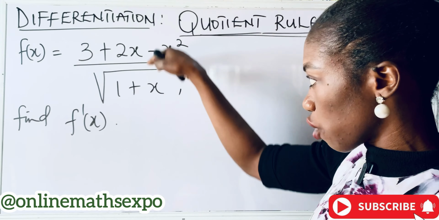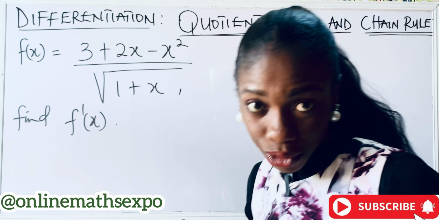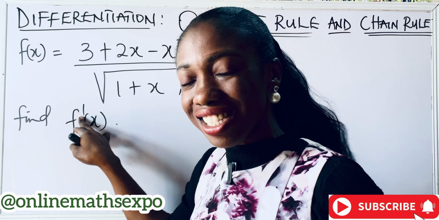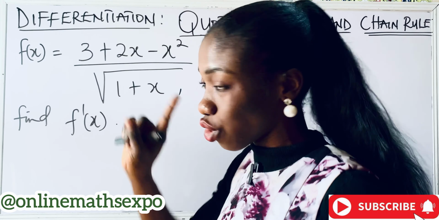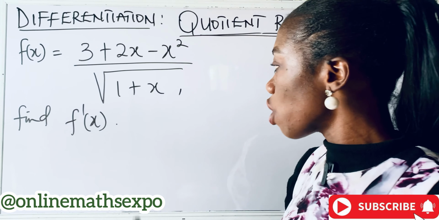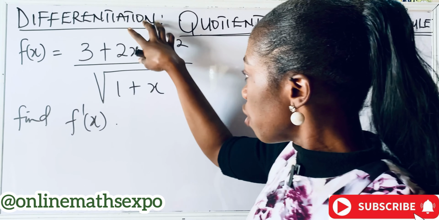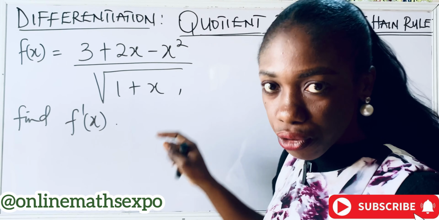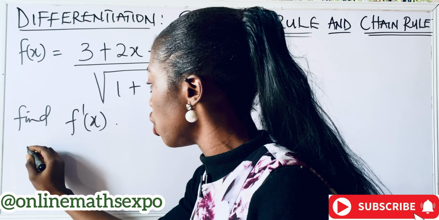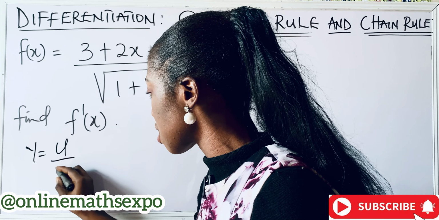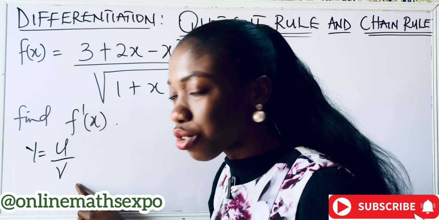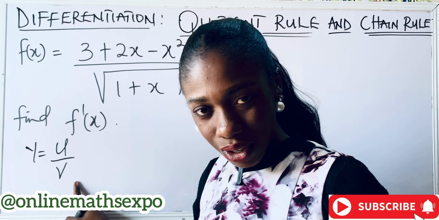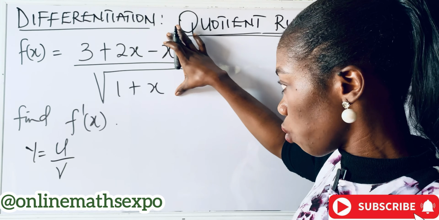When we look at this function, this is what we are asked to differentiate. We are given f of x to find f prime of x. When you see this, it means to differentiate this function once. If you look at this function, you will notice that it is in a ratio form. When you have a function in a ratio form like this, you are to make use of your quotient rule, because a quotient is gotten by division.